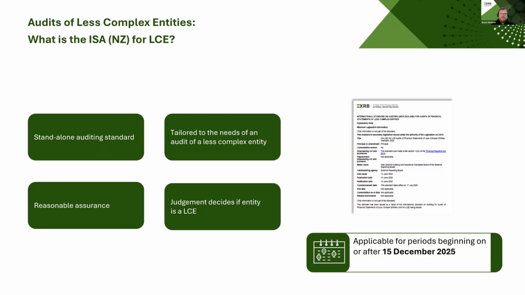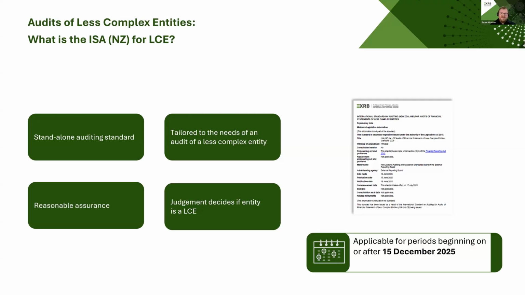In deciding whether or not to use the standard, the auditor uses Part A and considers the qualitative characteristics of a less complex entity. And the auditor applies their professional judgment in determining whether an entity is an LCE or not. And the standard requires the auditor to document their judgment as well. We'll soon be issuing guidance around the qualitative characteristics set out in Part A, so keep an eye on our newsletter and we'll let you know when this is published. Over to the next slide.